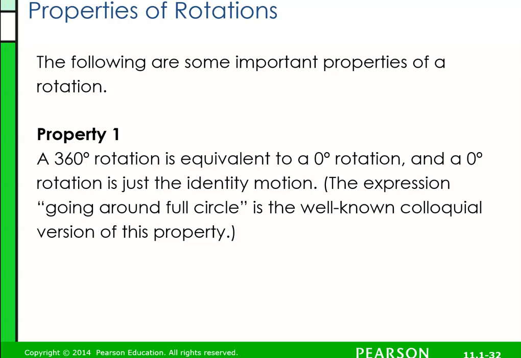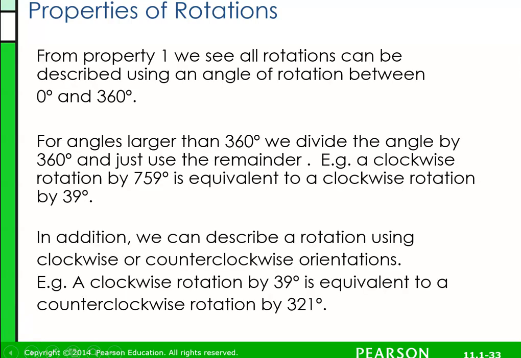Again, we have some properties here of rotations. Property 1: a 360 rotation is equivalent to a 0 degree rotation, and that's known as the identity. Again, it's going a full circle around. From property 1, we see that all rotations can be described using an angle of rotation between 0 and 360. For angles larger than 360, we divide the angle by 360 and just use the remainder. In other words, a clockwise rotation of 759 degrees is equivalent to a clockwise rotation of 39.